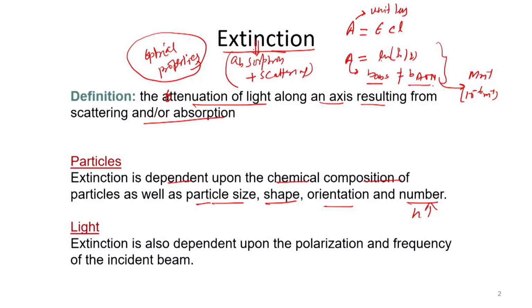We will come to this in the coming lectures, but just to give you an idea. Light is also very important, as extinction depends on the polarization and the frequency or wavelength of the incident beam. This is one of the reasons that we usually use monochromatic light. If you use monochromatic light, then polarization and other things are not complicating matters.